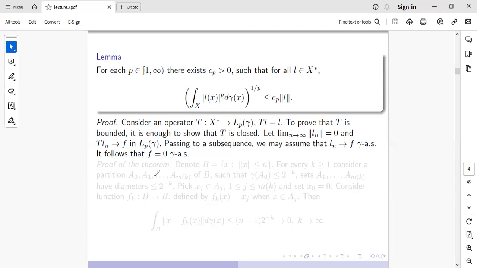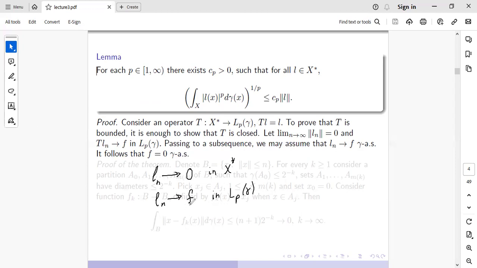Closed operator means that if we have a convergence of vectors, in our case functionals, it is enough to consider convergence to 0 in the dual space, and their images converge somewhere in L^p, then this limit f must be equal to 0 in L^p. Then it means that the operator is closed, hence it will be continuous. But this is actually easy to check. So now T L_n is just L_n.